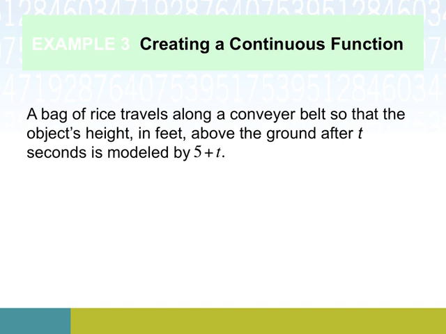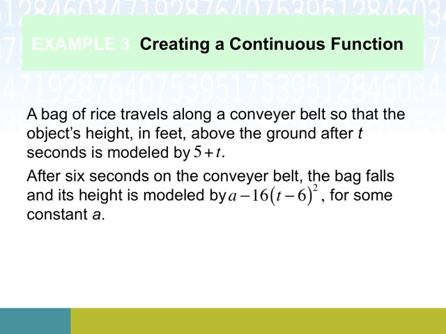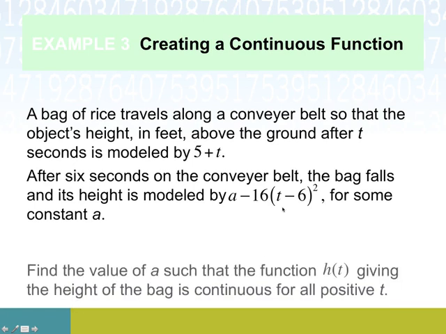Okay, so we've got an application to look at, although weak as it may be. So we've got a bag of rice that's going on a conveyor belt, so it's headed up at an angle, we could imagine. And then after 6 seconds, it falls off of it. And so what we can picture is that there's one portion of this that's going to model the height of this bag of rice for up to some point. It looks like 6 seconds. And then a different formula that's going to model its height after those 6 seconds are up.